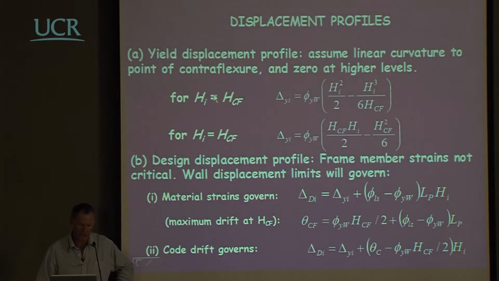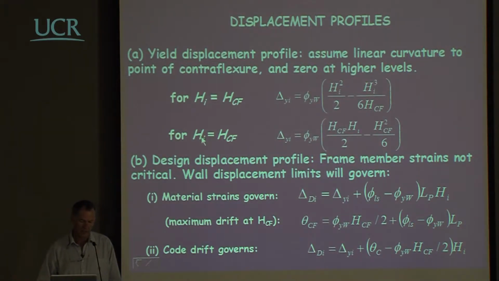This symbol here is meant to be less than or equal to HC, if not equals to, so you might want to correct that in your slide there. This gives you the displacements at the various heights related to the wall yield curvature itself. And so this is just the height of the particular section itself and the height of the contraflexure point.